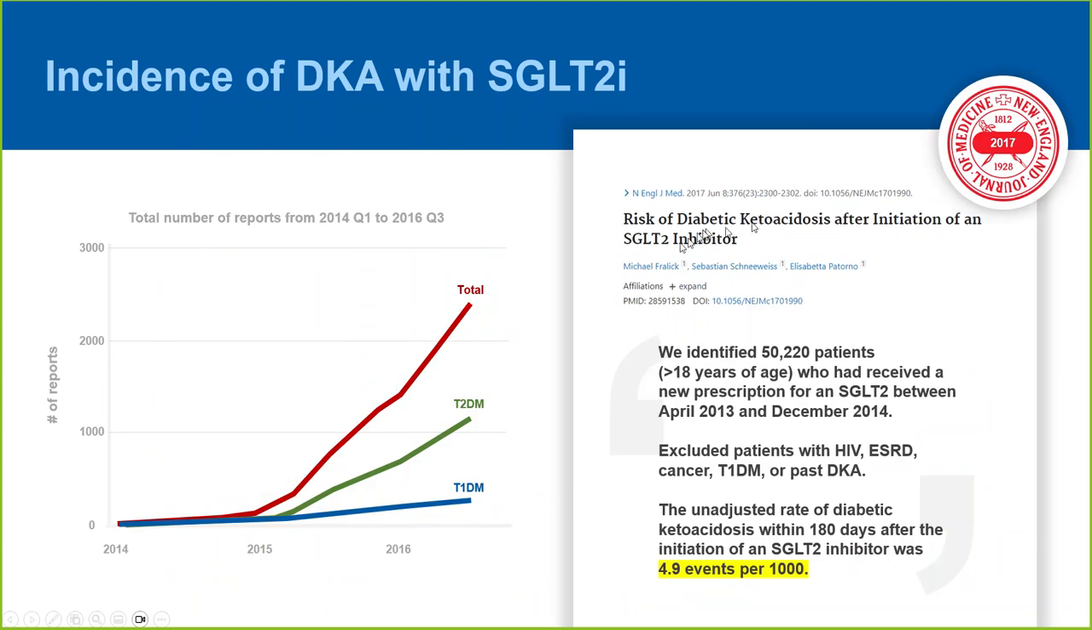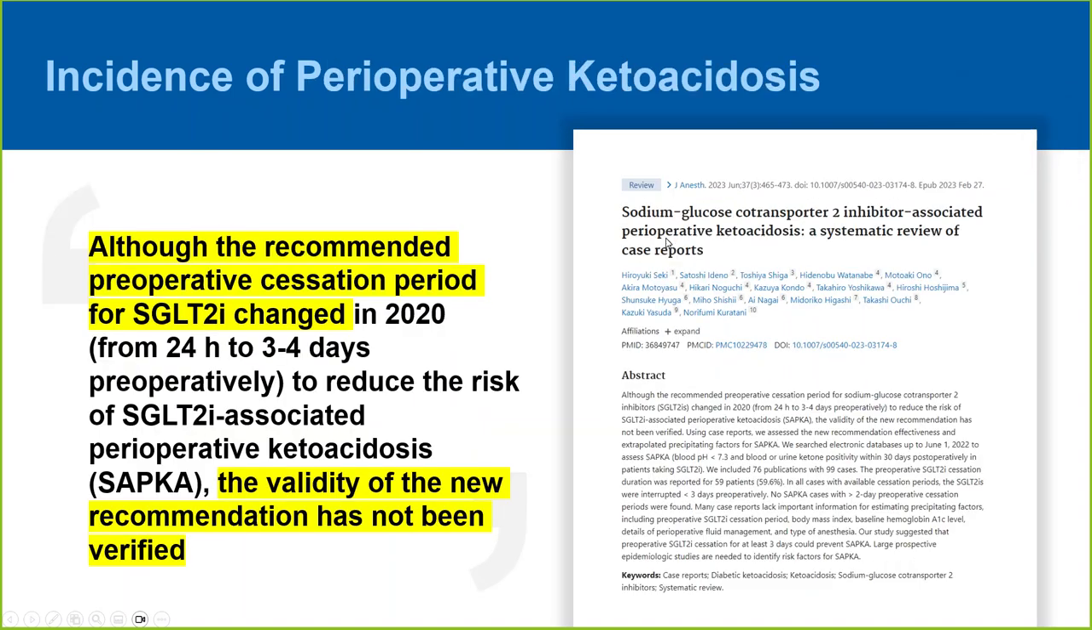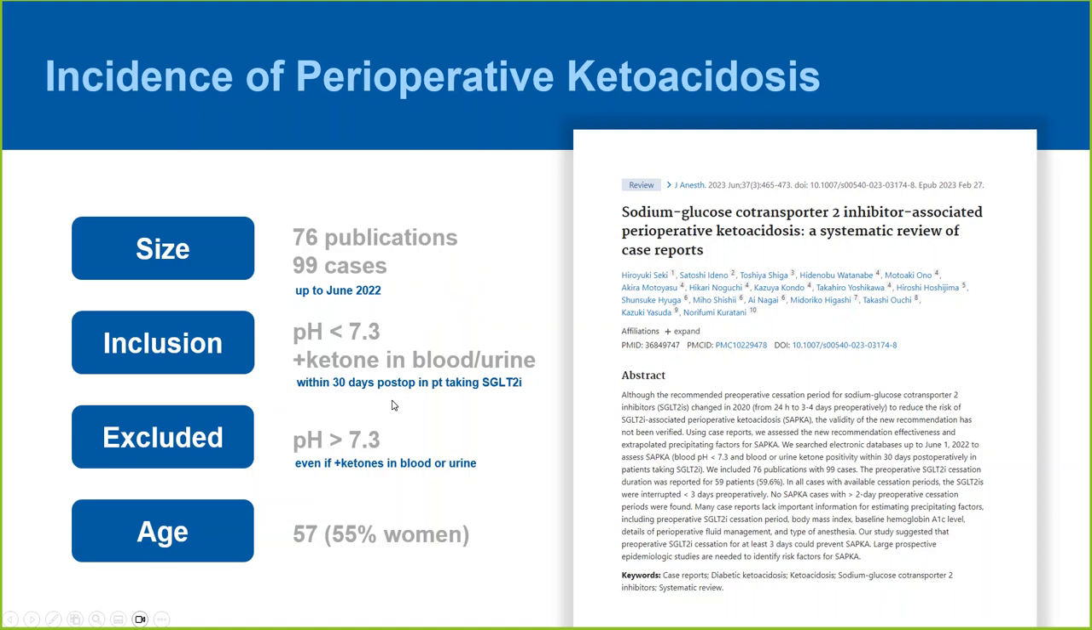The New England Journal in 2017 put their number at about 4.9 cases per thousand for patients who are taking SGLT2 inhibitors. And in 2023, there was a doctor in Japan, Dr. Seki, who decided that he wanted to do a systematic review to see how frequently this was really occurring. And he noted that although the recommendation from the FDA was to hold the SGLT2 inhibitors for 3 to 4 days, the validity of this recommendation hadn't been verified.